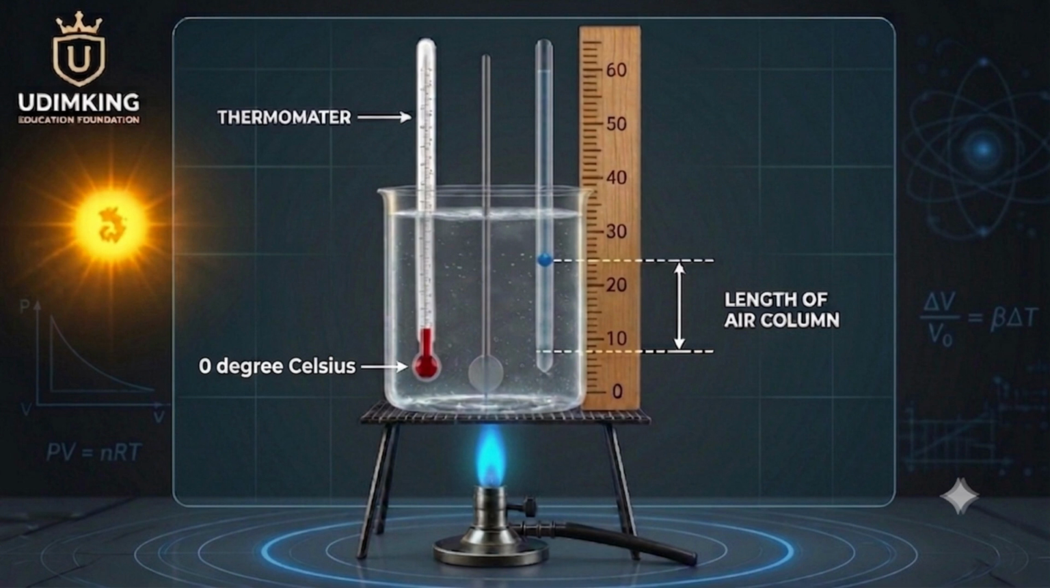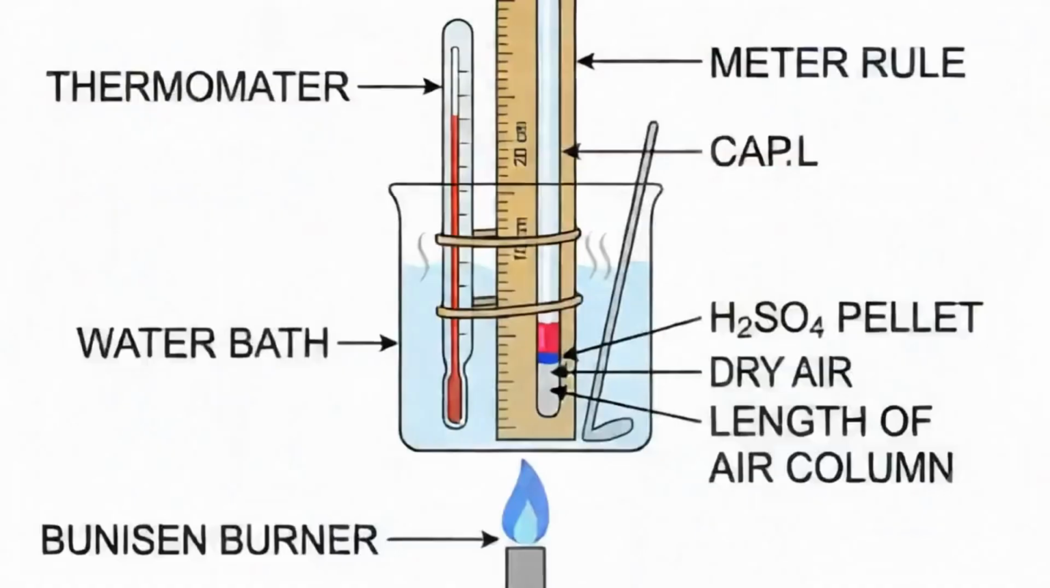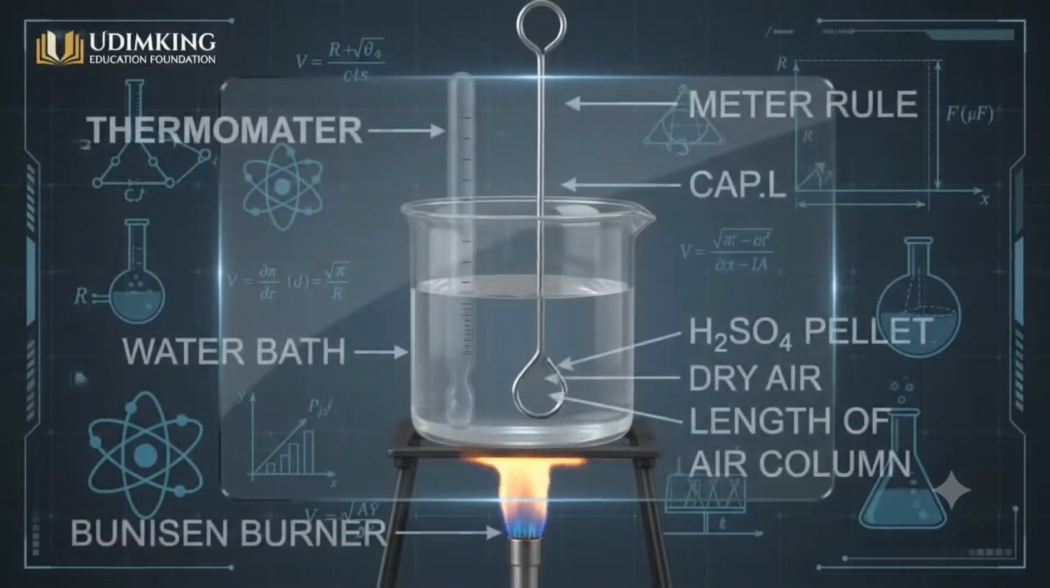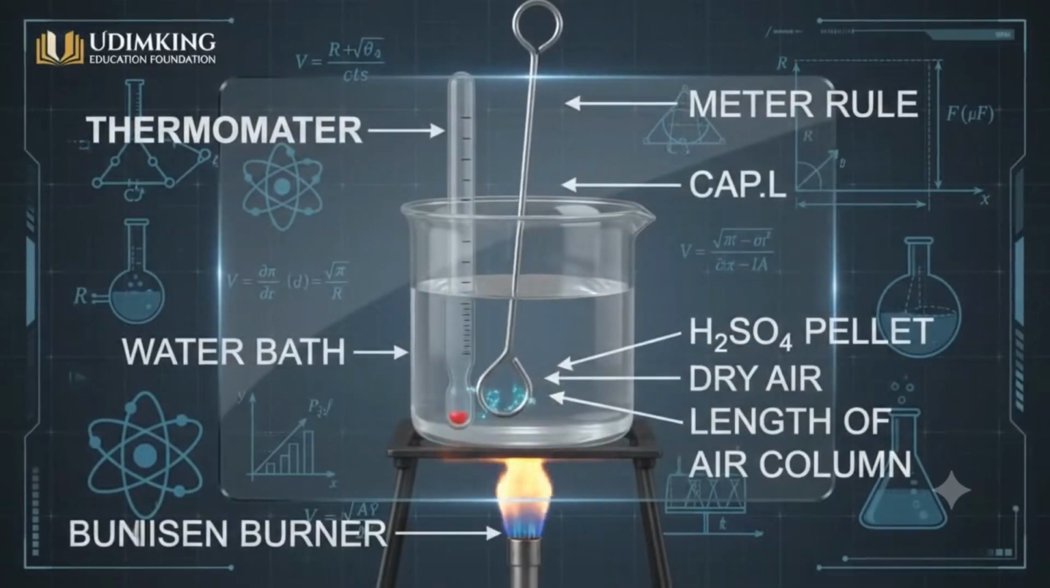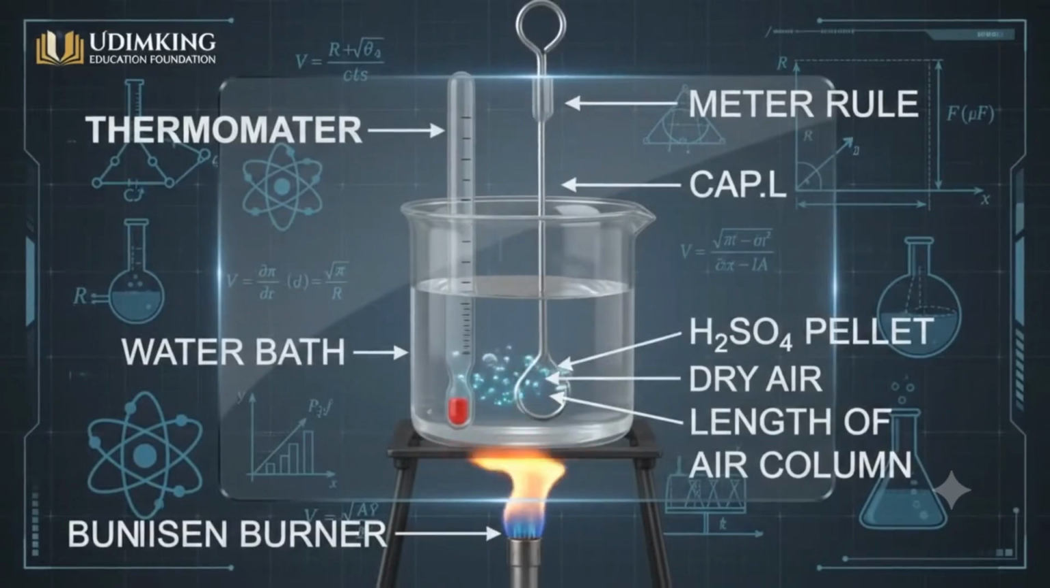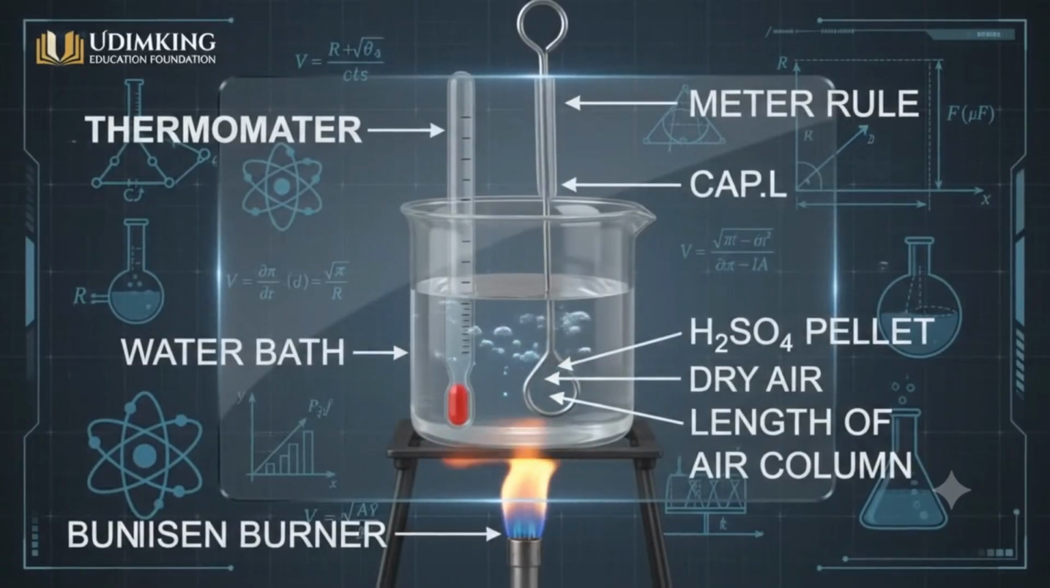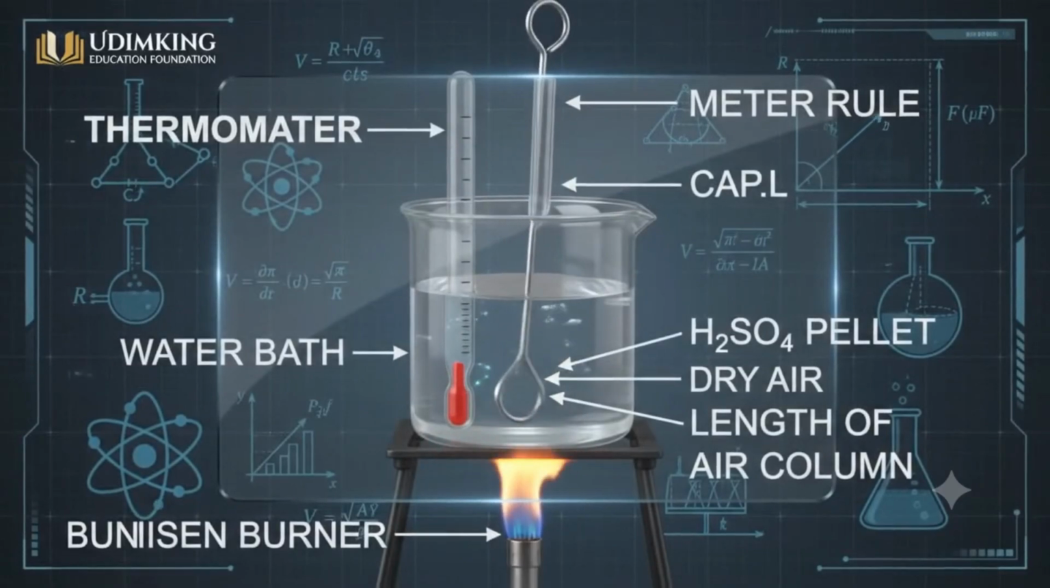At the start, we bring the initial temperature of the water down to exactly 0 degrees Celsius. At this precise freezing point, we look through the glass. The trapped air has an initial volume, which we record as V subscript 0. This is our baseline measurement. Now, we light the Bunsen burner as the orange flame heats the bottom of the beaker and our stirrer smoothly circulates the water. Watch what happens on the screen.